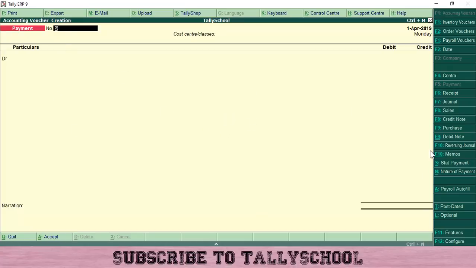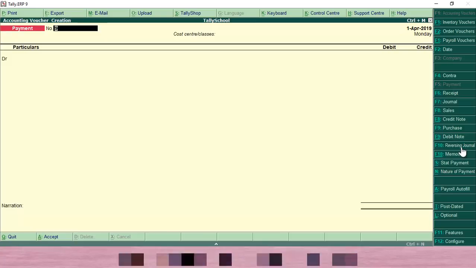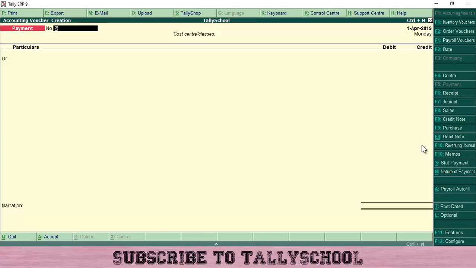But if you look on the right hand side, you can see F4 Contra, and from F4 all the vouchers start till reversing journal, and memos. These are the 10 different accounting vouchers I am talking about. One we have seen is sales, second is purchase.